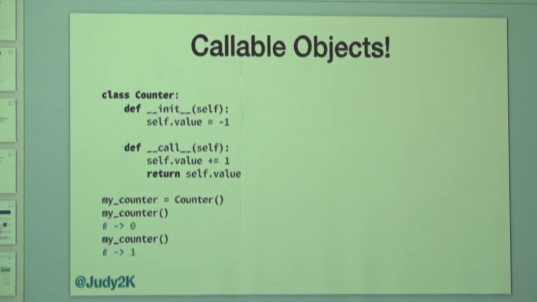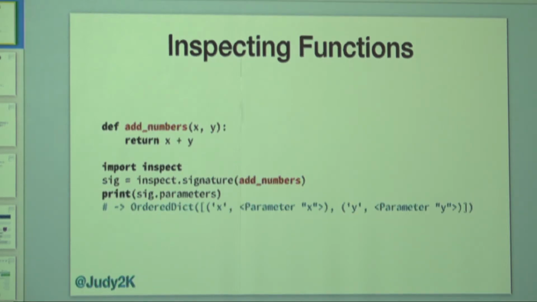Whoa. That didn't do what I hoped it would do. Callable objects. No. Yeah. How are we doing for time? 5 minutes. Okay.